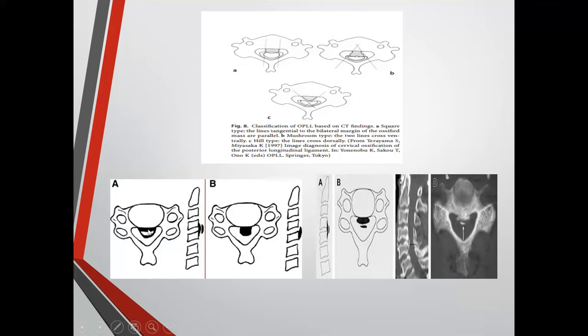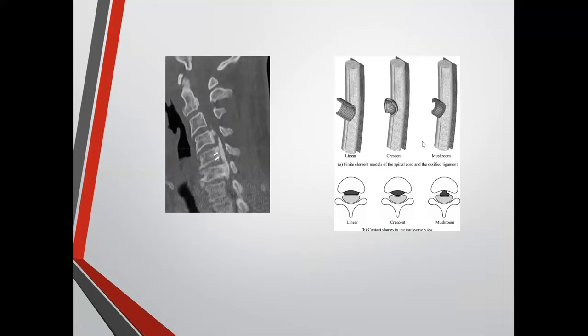Also, presence of a shadow within the OPLL means that there is a dense attachment to the dura. So having knowledge of these things before on imaging is very important. So this is how the linear type, the crescent type, and the mushroom type would look on axial sections. And to be pre-warned is to be forearmed.